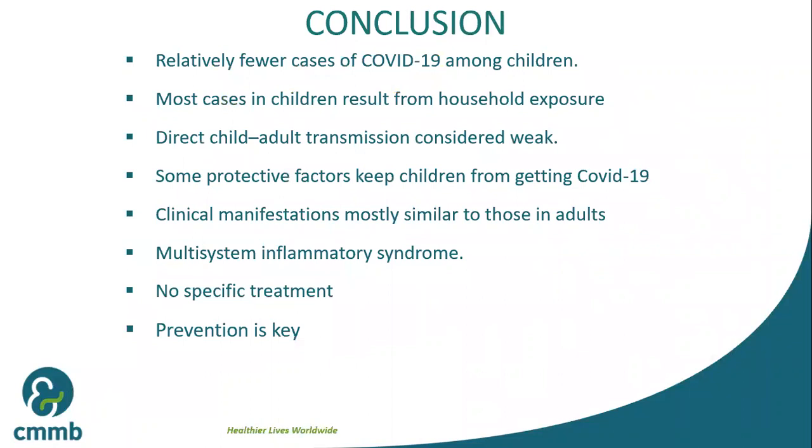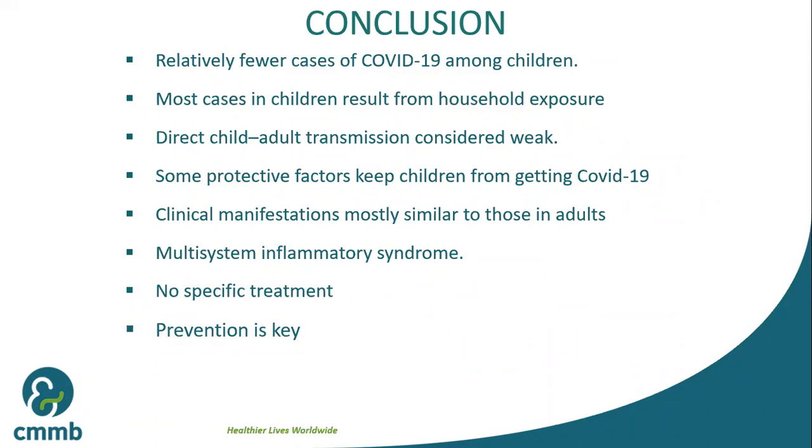In conclusion, we have relatively fewer cases of COVID-19 among children. It's evident with the statistics that we presented at the beginning. Most cases in children result from household exposure. Direct child-adult transmission is very weak.